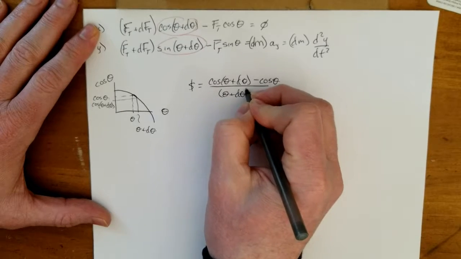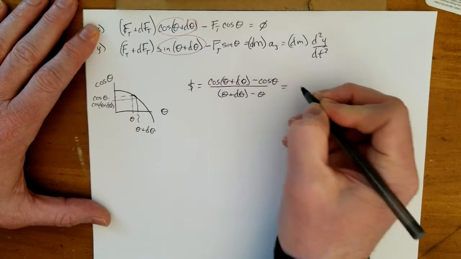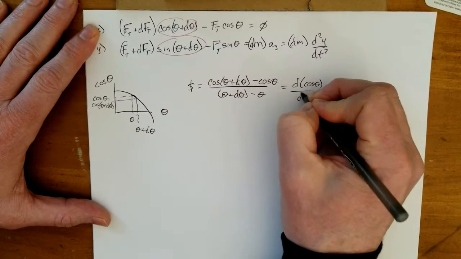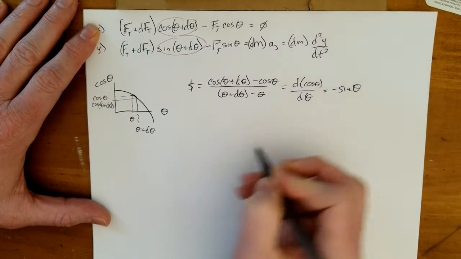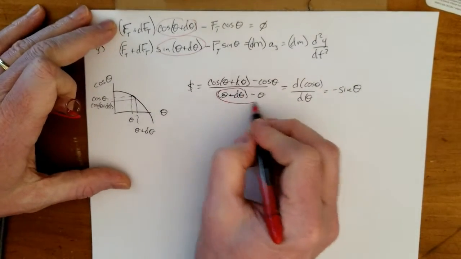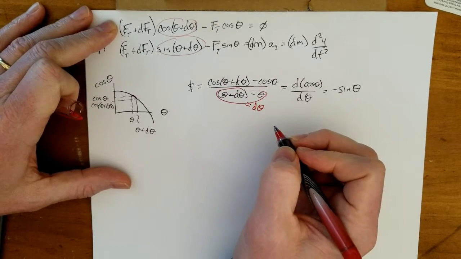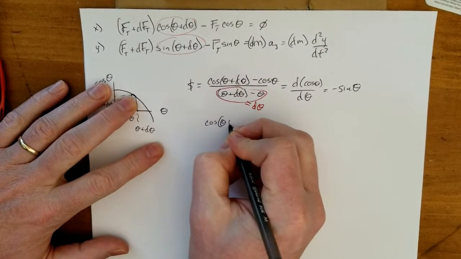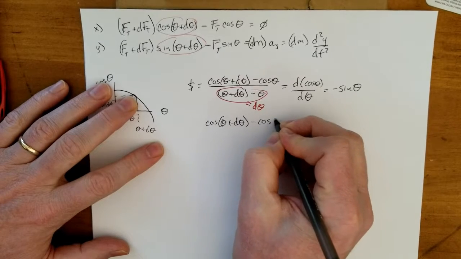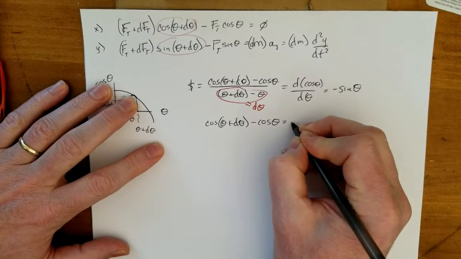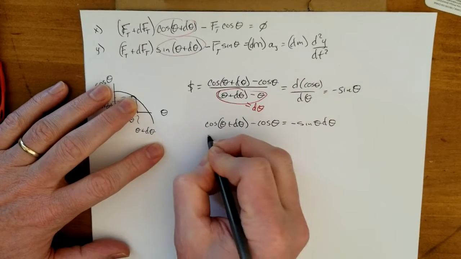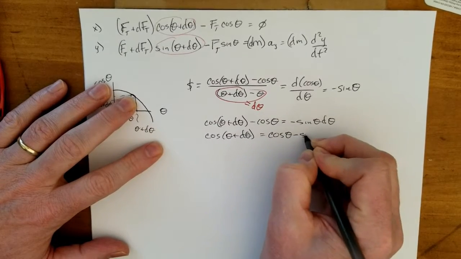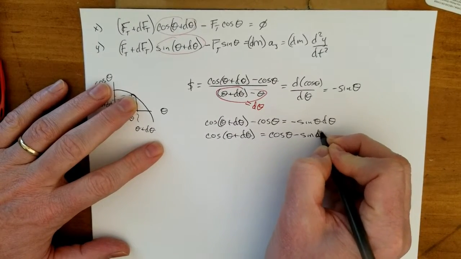which is theta plus d theta minus theta, is equal to, well, the derivative, because that's in essence what the slope is, the derivative of cosine of theta with respect to theta, which is just negative sine theta. My denominator here is just equal to d theta. And so if I multiply both sides by d theta, I get cosine of theta plus d theta minus cosine of theta equals negative sine theta d theta, or cosine of theta plus d theta is equal to cosine of theta minus sine theta d theta.